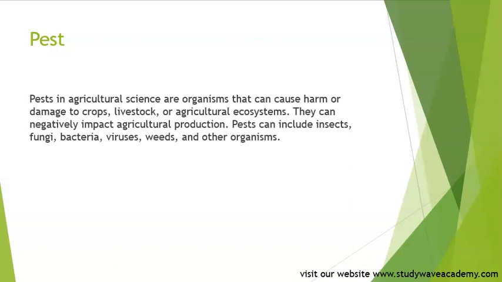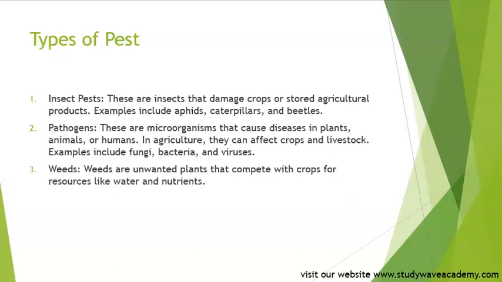Okay, so now we know the meaning of pest, right? Pests are unwanted creatures that can cause harm or damage crops, animals, or the farming environment. Okay, so now we are going to be looking at the different types of pests we have. Types of pests.